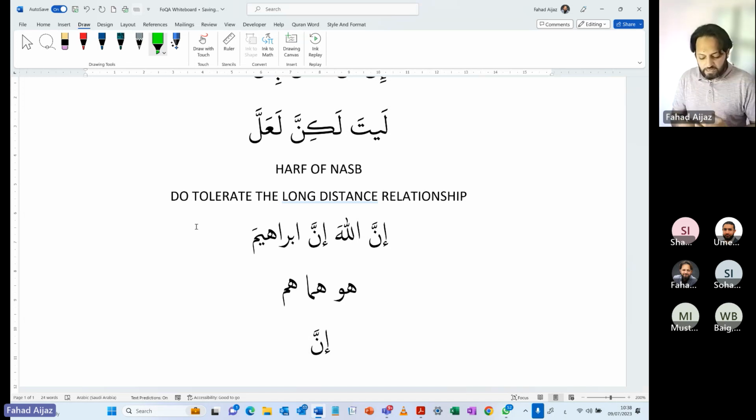So inna, and I want to attach huwa to it. Can I attach huwa with inna? What is the status of huwa? Rafa. And in order to attach it to inna, what do I need? An attached pronoun. It's either ha or it's hu. That's what it is.